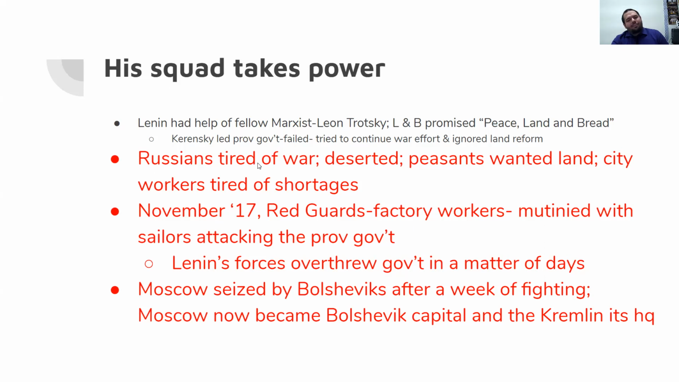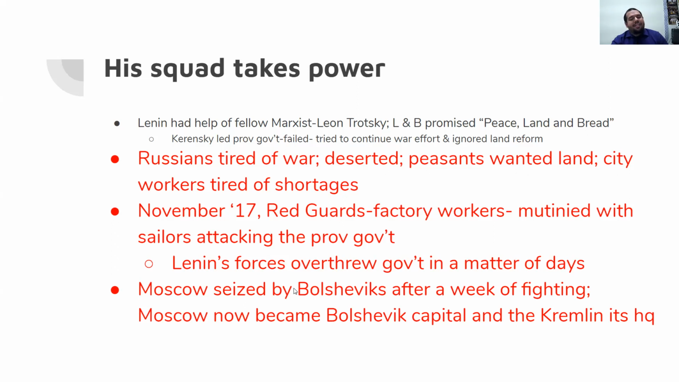Russians, tired of war at the battlefronts, will desert and leave. Peasants are going to want land. City workers are tired of all these shortages. By November 1917, remember October and February, by November, you have the Red Guards, which are factory workers, mutinied with the sailors attacking the provisional government. Lenin's forces overthrew Kerensky's government in a matter of days.